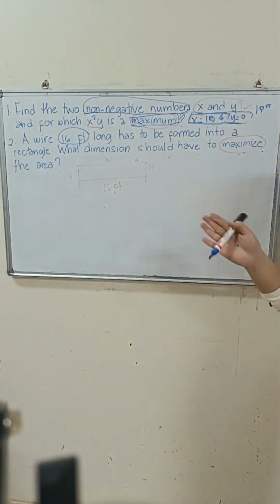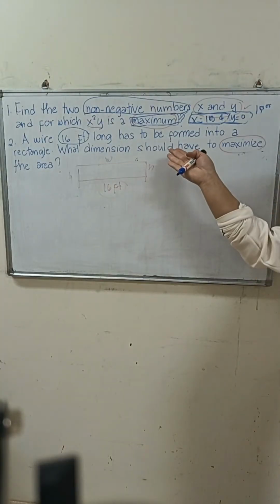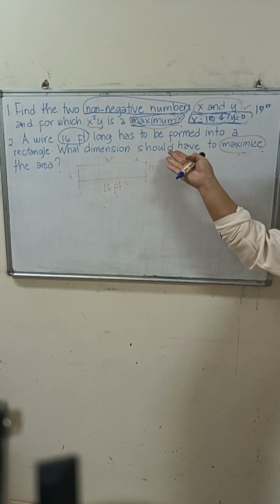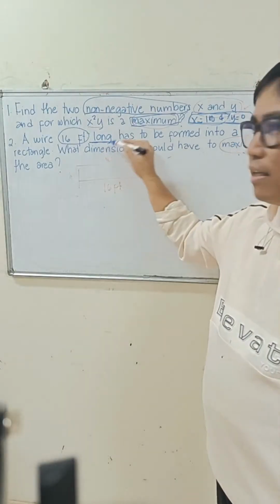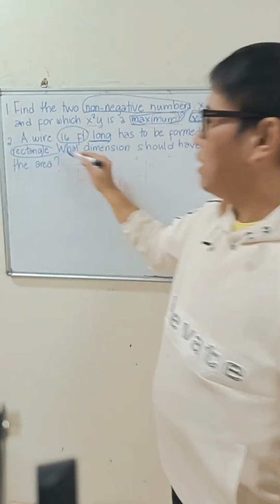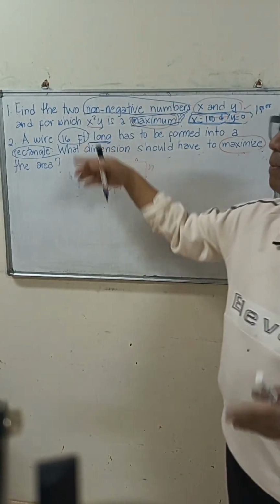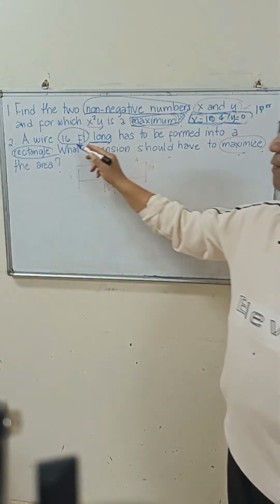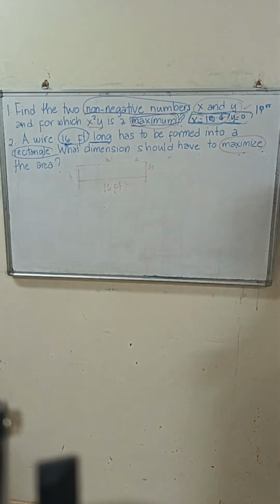This kind of problem is not direct because you have to think. It's not mentioned here that it is the perimeter. It's not obvious, since a wire of 16 feet looks like just a length. But if you think deeply, you need to form a rectangle, so you need to bend or fold this 16 feet to become a rectangle. What dimensions should it have to maximize the area?